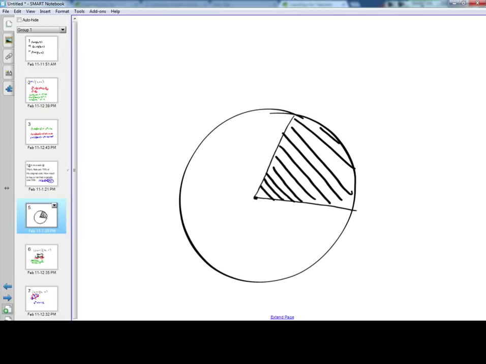Will it always be two radii? You have to. Yeah, it's got to be. It has to be. A sector is simply a slice of the circle. So think about a slice of pizza. It could be a small slice, a big slice, whatever it is, but you will always have two radii in there. It has to be from the center.